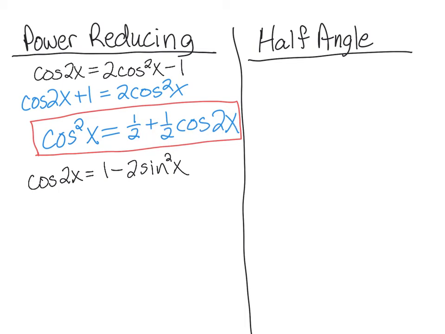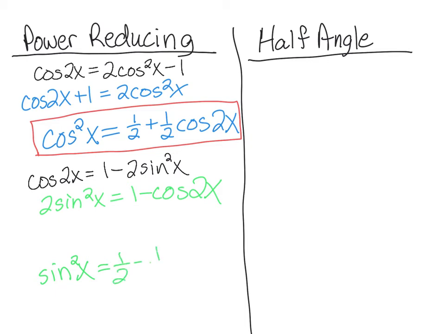Now when we're doing it with the sine squared form, say I'm given sine squared in my problem and I need to get that power away from there. So let's solve this. I'm going to cheat a little bit. Because this is negative, I'm going to move it over here and move the cosine over there. That's going to give me 2 sine squared equals 1 minus cosine of the double. And now I divide both sides by 2, and I get 1/2 minus 1/2 cosine of the double angle.